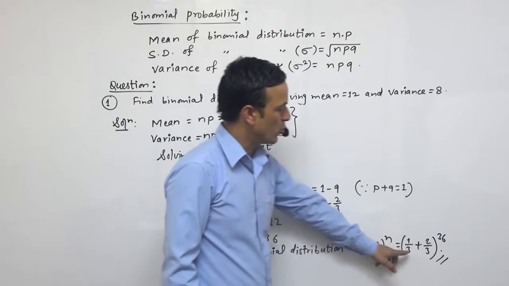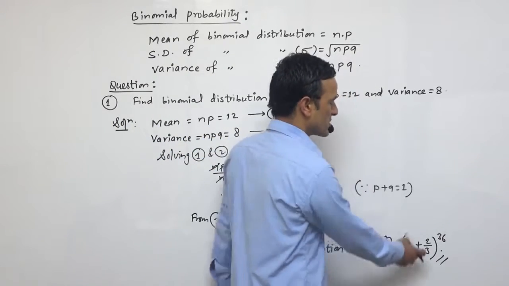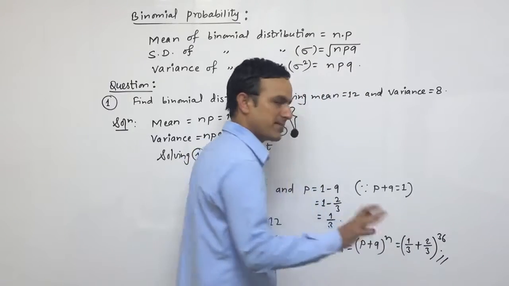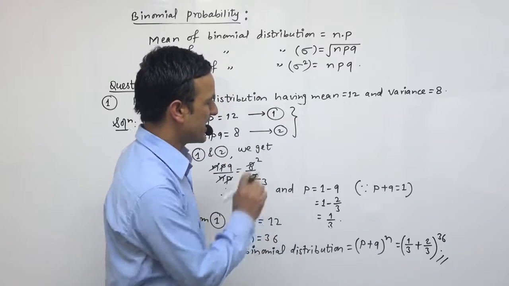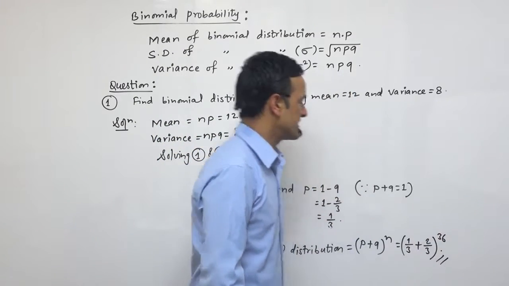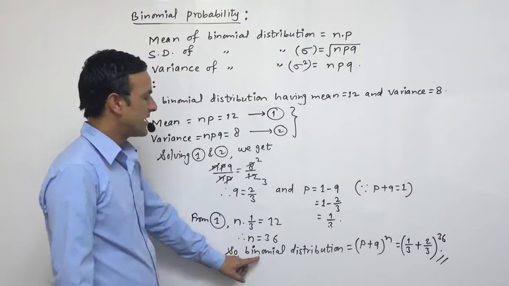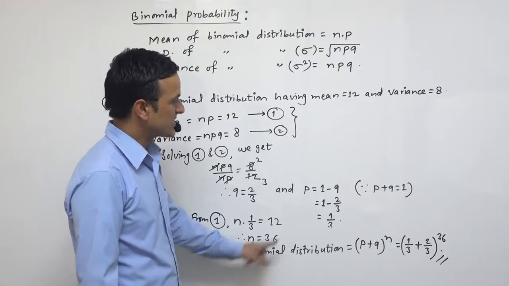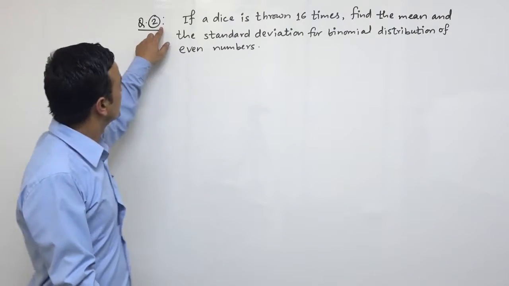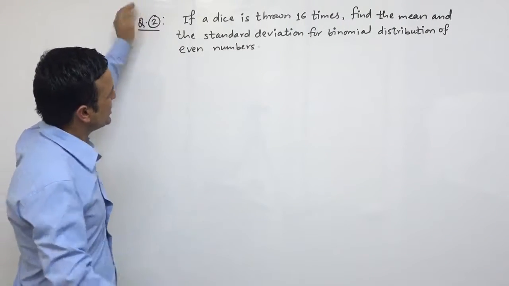We can write the binomial distribution this way. We do not need to calculate it, we just write down this structure format: p plus q to the power n, where p is 1 by 3, q is 2 by 3, and n is 36. So this is the expression of binomial distribution which can be used in binomial probability. So we have another question related to probability.